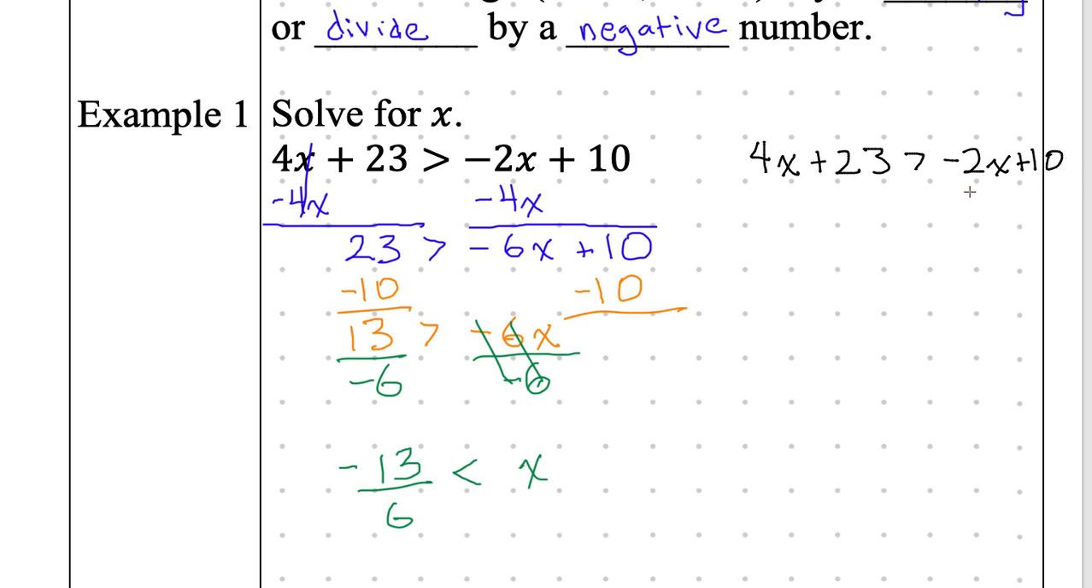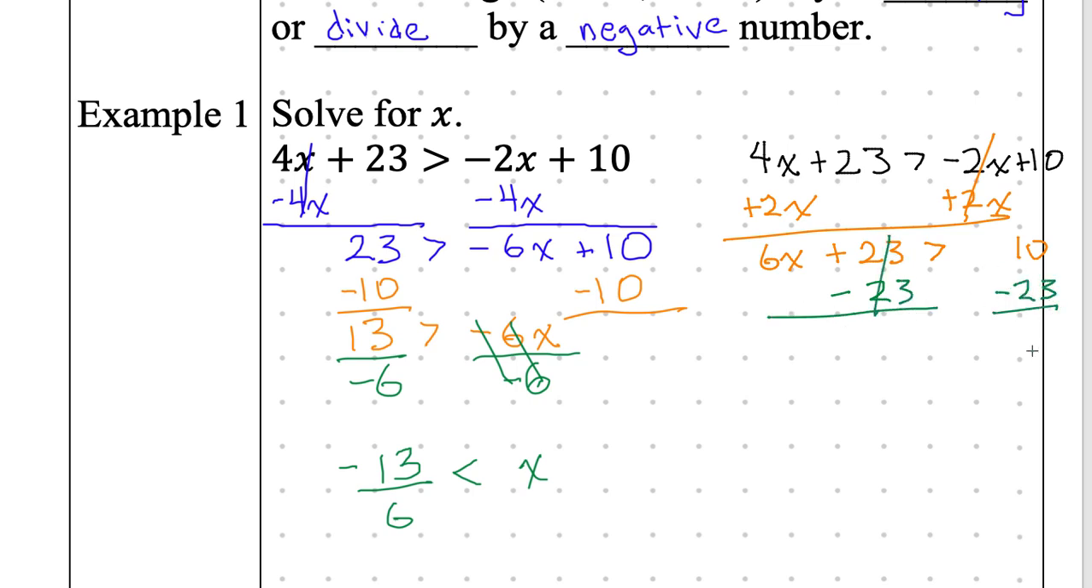From there, he added 2x to both sides, plus 2x plus 2x. That cancels out the 2x, and I'm left with 6x plus 23 is greater than 10. From there, he subtracted 23 on both sides. Negative 13, thank you, Charles. So I have 6x on this side. 6x is still greater than negative 13, and then from here we divide both sides by 6. Divide by 6, divide by 6, and I get x is greater than negative 13 over 6.